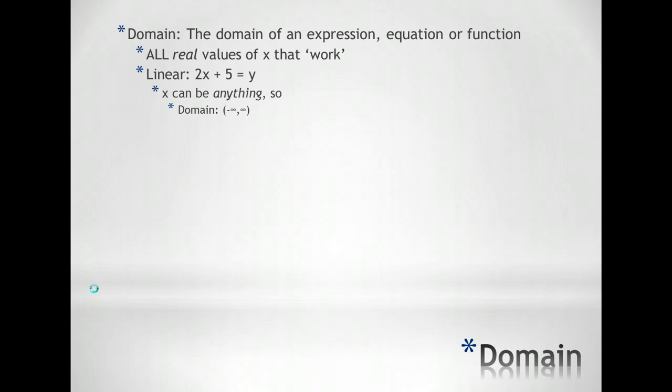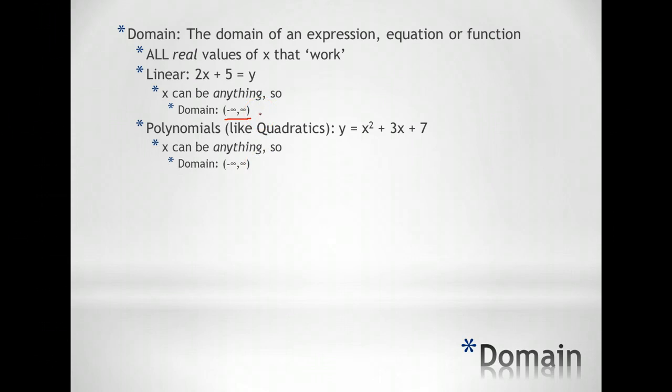So linear equations, a lot of what you've dealt with in the past, everything worked. X could be anything you wanted it to be. So for instance, in 2x plus 5 equals y, there's no limitations on x. It can be anything. So the domain in interval notation goes from negative infinity to positive infinity, meaning x can be anything. Same thing with polynomials. There's no limitations on the domain.